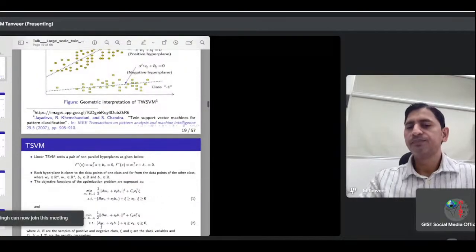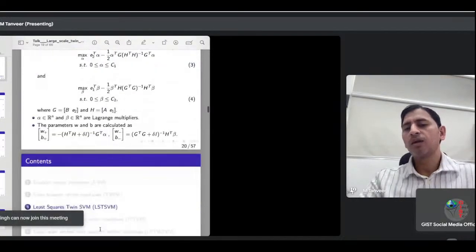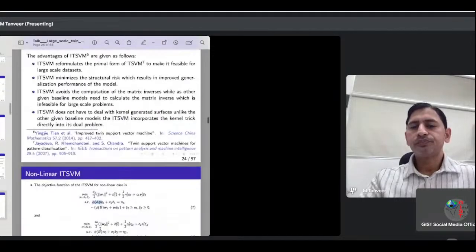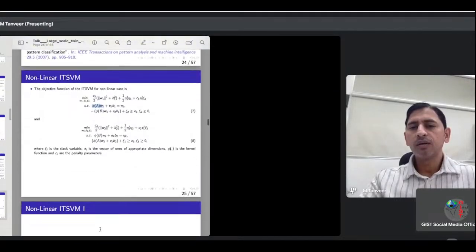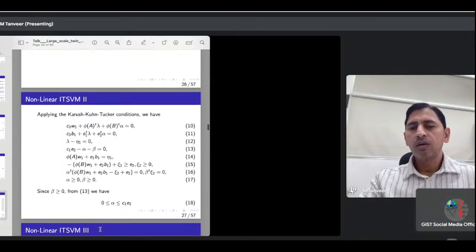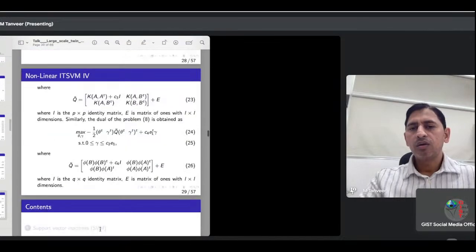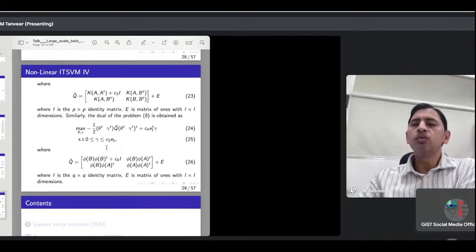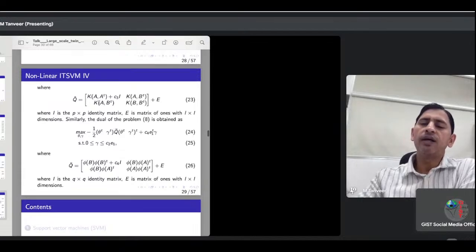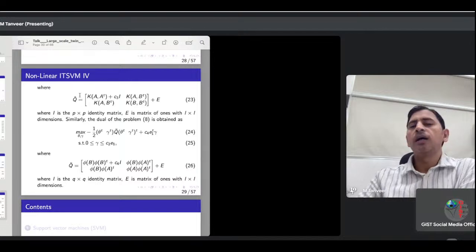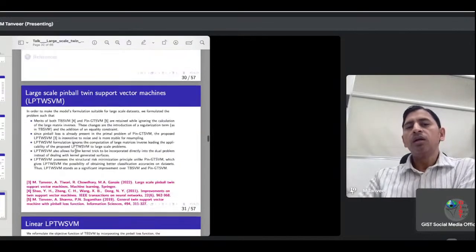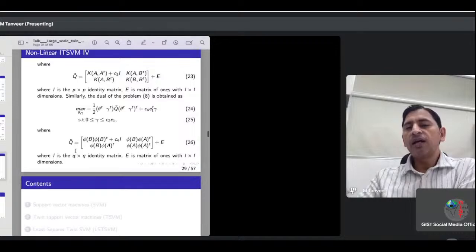You see that. Okay, so we are able to find the matrix solution, and the matrix is free from the inverse for both the cases. Finally, we can calculate it and solve it similar to TWSVM.